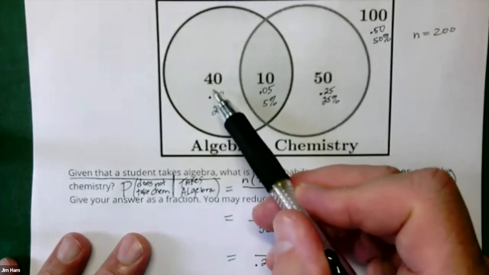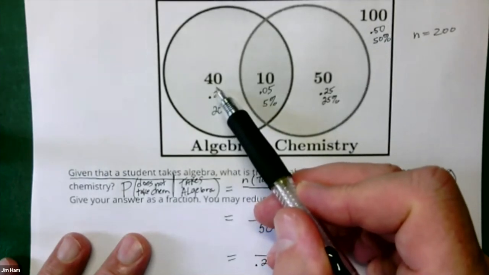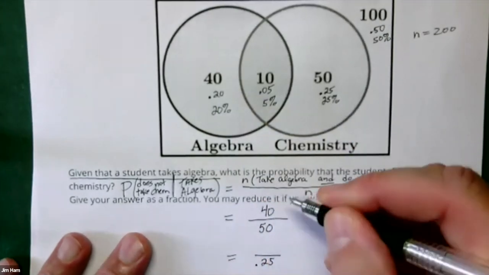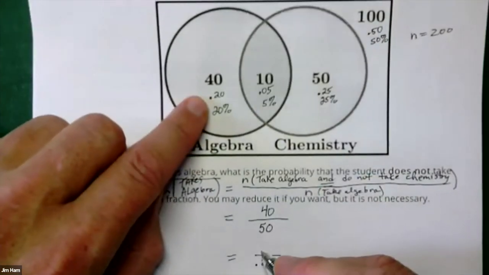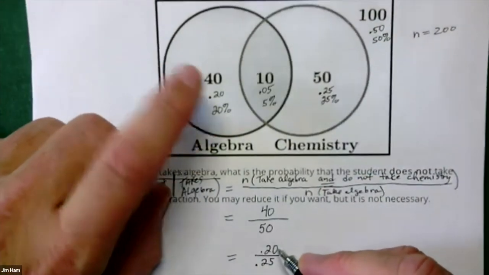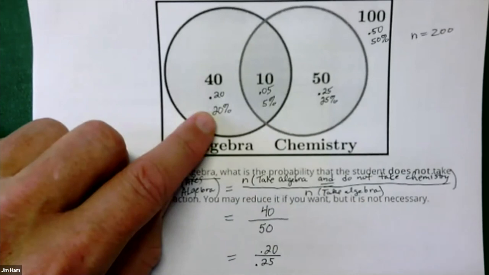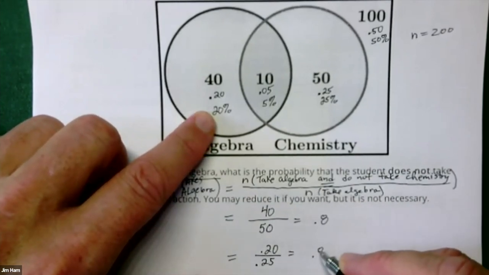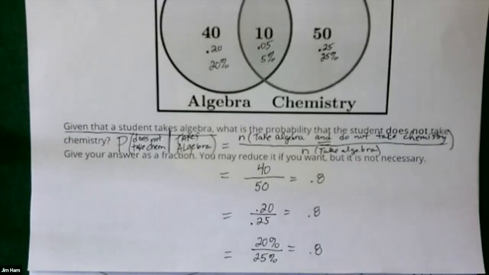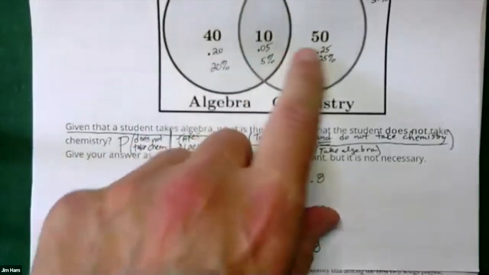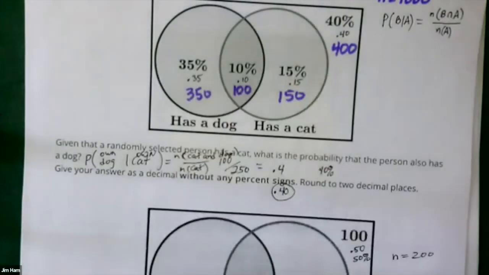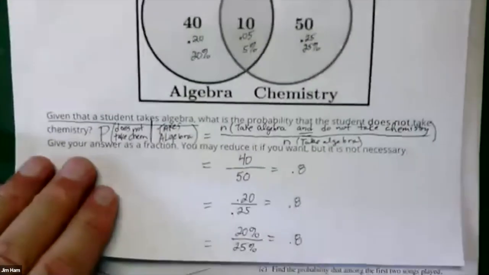And this is the one we want. These are the folks that take algebra because they're inside the algebra circle, but they don't take chemistry because they're outside the chemistry circle. So 40, or if you use the decimal, 0.20, or if you use the percentage. And in every single one of these cases, we get 0.8. So don't be alarmed if they give you kind of the whole numbers versus the percentages versus the probabilities. You're going to handle them in the same way.